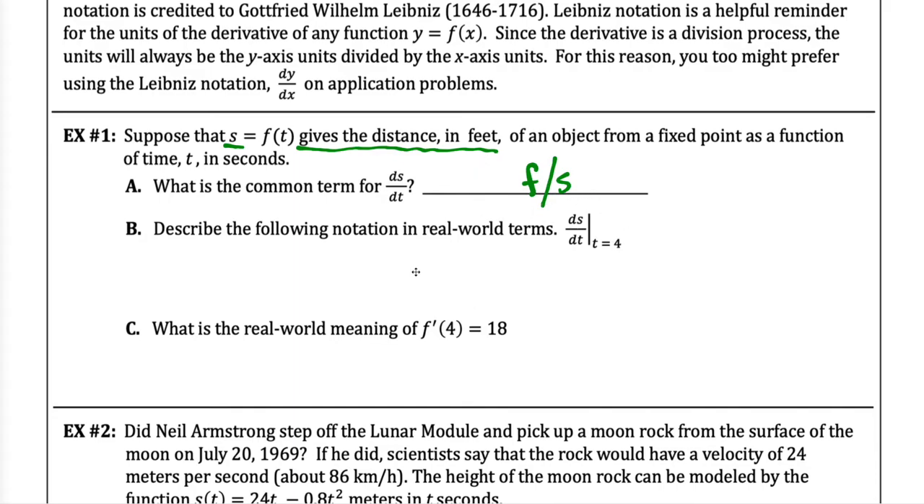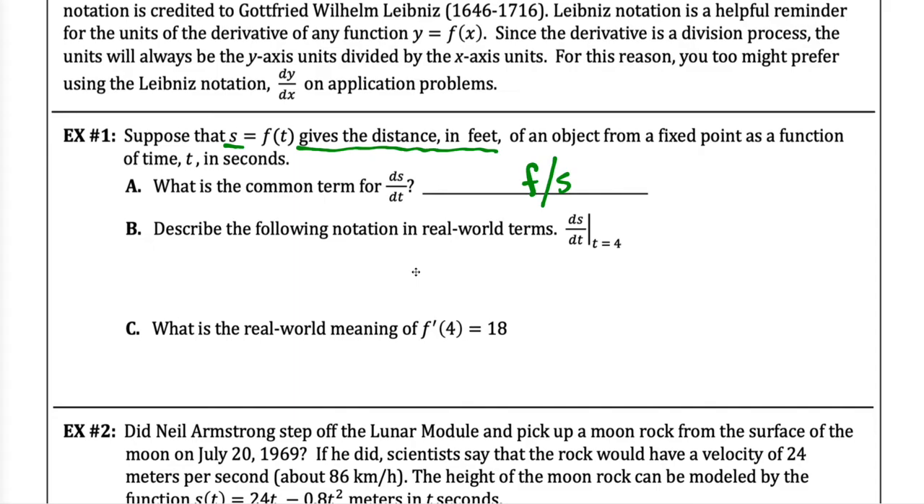Okay. Describe the following notation in real world terms: ds dt at t equals 4. Who was that next number? 20, I think it was? It was not 20, it was 24. Andrew.